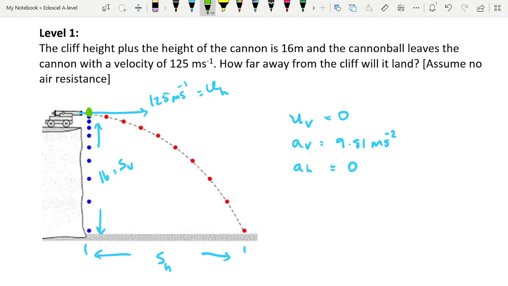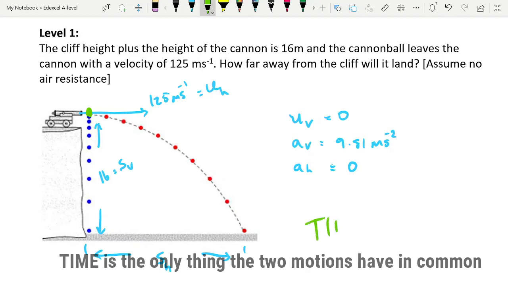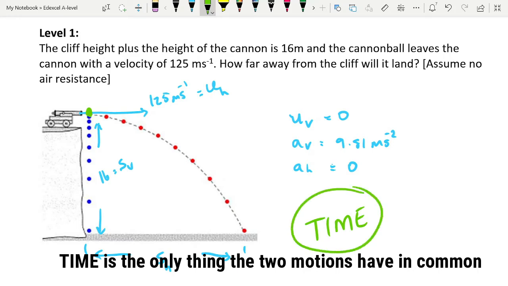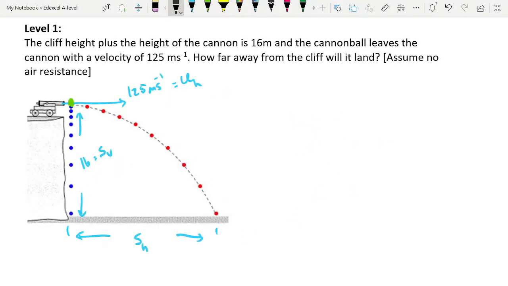The horizontal distance it travels, of course, depends upon the time that it is in the air for, because we know distance is speed times time. So we're going to take that time and multiply it by the horizontal speed to find the horizontal distance. So the key here is always to find the time that the object is in the air for, and that is the only thing that the horizontal and vertical components have in common. So let's go ahead and find that time. And this will be step 2.